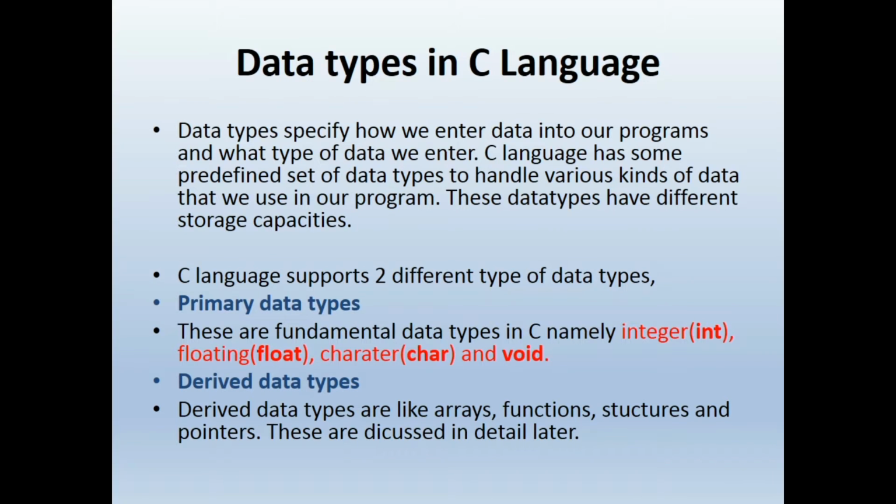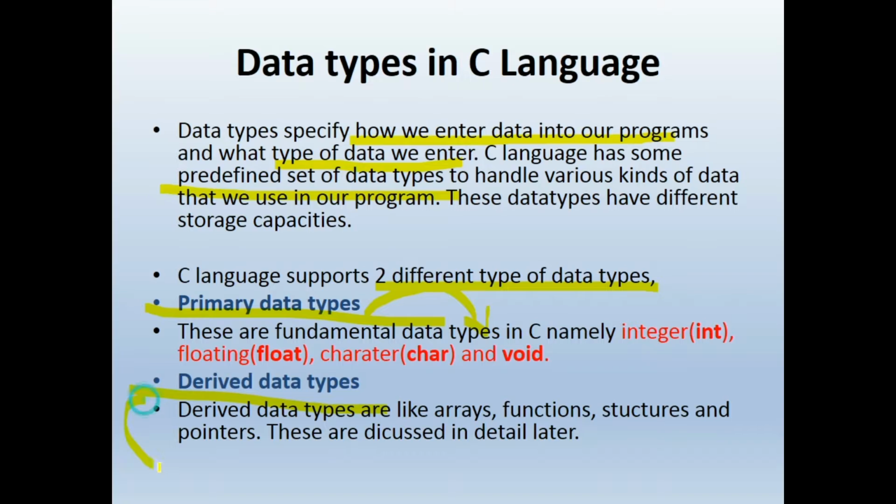So data types specify how we enter data into our programs, what type of data we will enter. C language has some predefined set of data types to handle various kinds of data that we use in our program, and these data types have different storage capacity. C language supports two different types of data types: primary data types and derived data types. Primary data types are fundamental data types. These are integer, float, character, void.